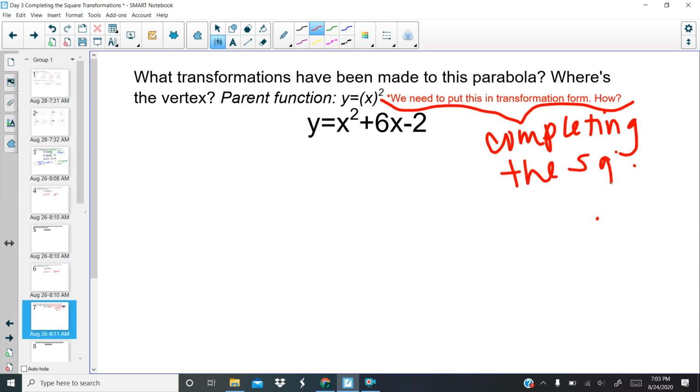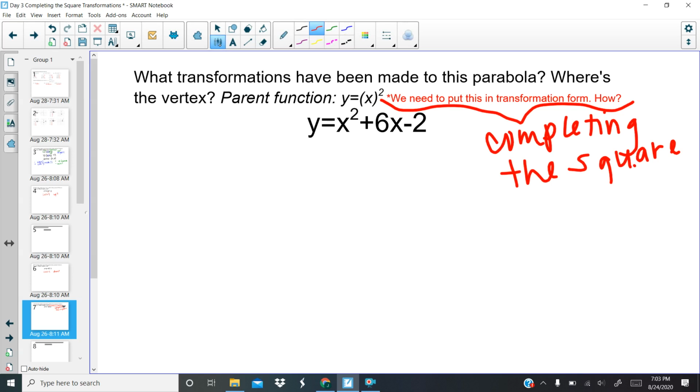We did completing the square a little bit last year. You probably did it with circles. Honestly, if you did it at all, I don't know how many of the Math 3 classes made it to the circles unit.